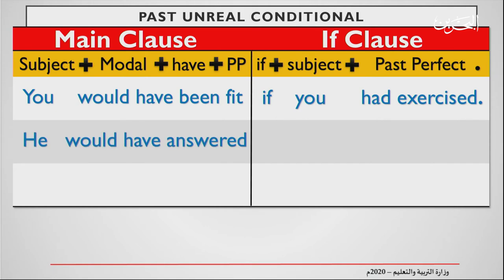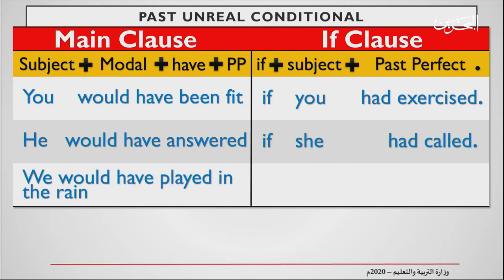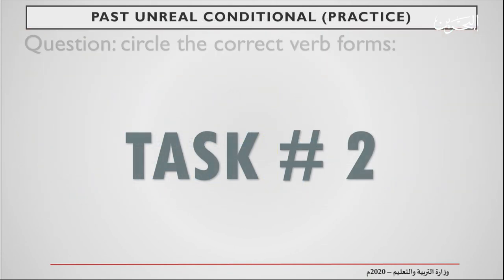He would have answered. You see, have in here does not change. You cannot say has because the modal requires an infinitive there, meaning without to. He would have answered if she had called, full stop. We would have played in the rain, no comma, if it had rained, full stop. So what has changed? As I said, the Y, the He, the W became uppercase, and I became lowercase, and without the commas. So let's jump to task number two.